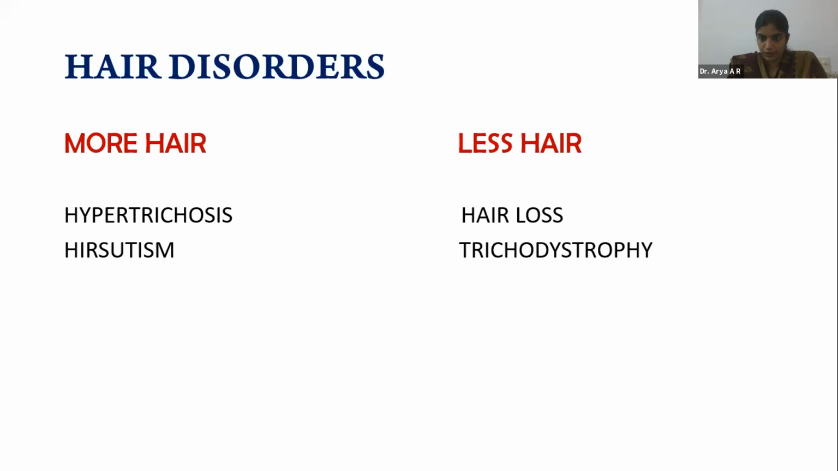Now we will move on to our topic, hair disorders. When we talk about hair disorders, it can be of two categories. One is the condition in which we could see more hair, and the second one is the condition in which we could see hair loss. So these are the categories in hair disorders.